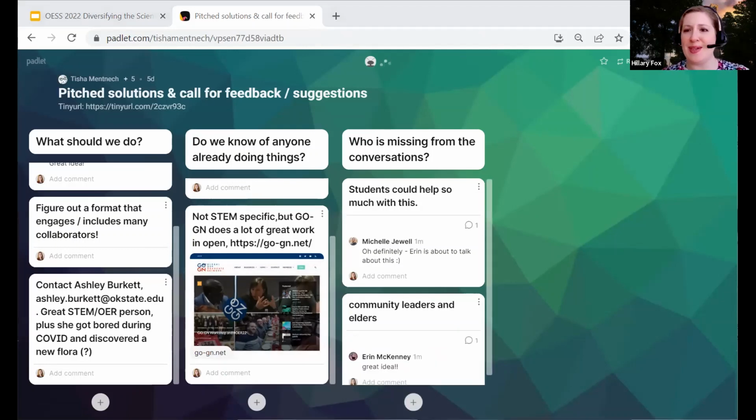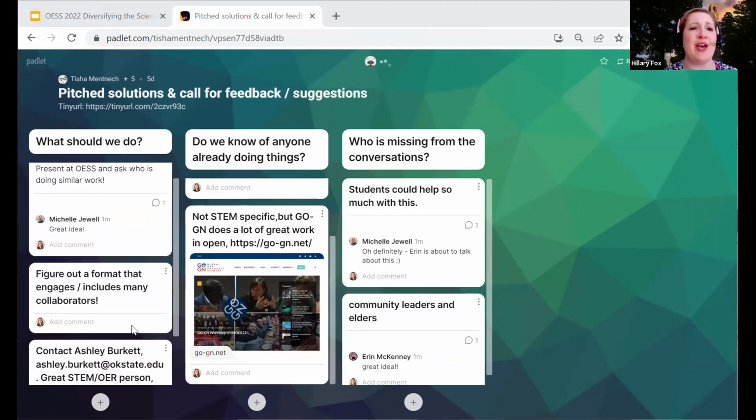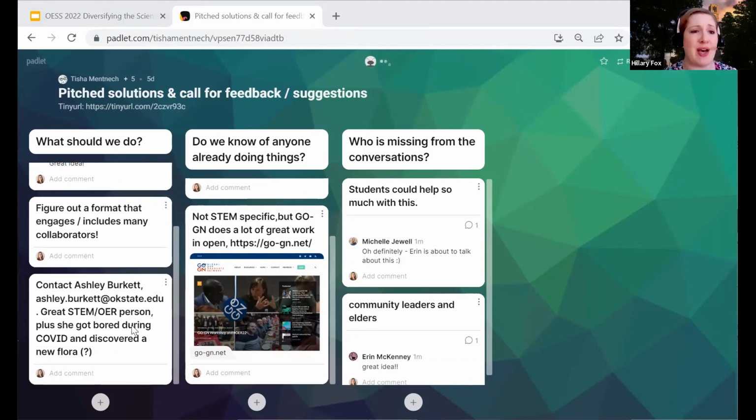Great. So I know it's early morning, especially for those not joining in Eastern time. So thank you for those who participated. And we do have one more of these coming up later in the session. But we've got some great feedback on trying to figure out some next steps, like figuring out the format that'll help engage and include as many collaborators as possible.